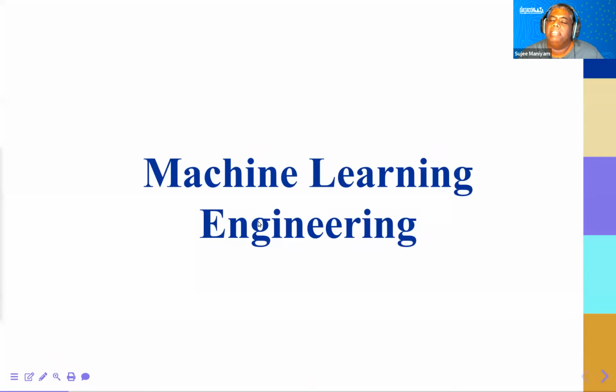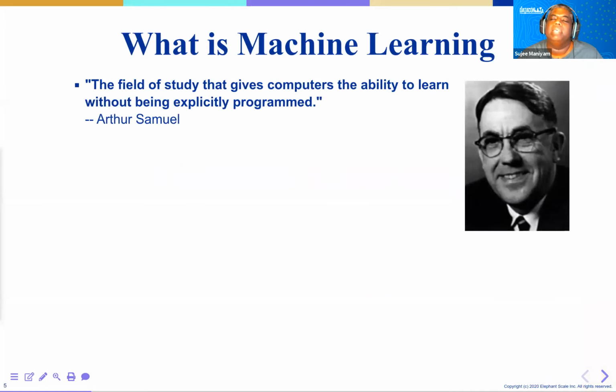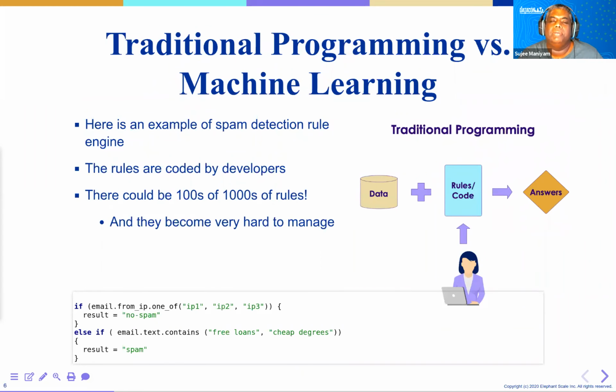So let's start with what is machine learning and what is machine learning engineering. If you know a little bit about machine learning, the definition of machine learning is computers learning to do things without being explicitly programmed. That's interesting, right? Because most of us are programmers, we write code. When we write code, we are giving instructions to the computer. So how can the computer learn to do things without being programmed?